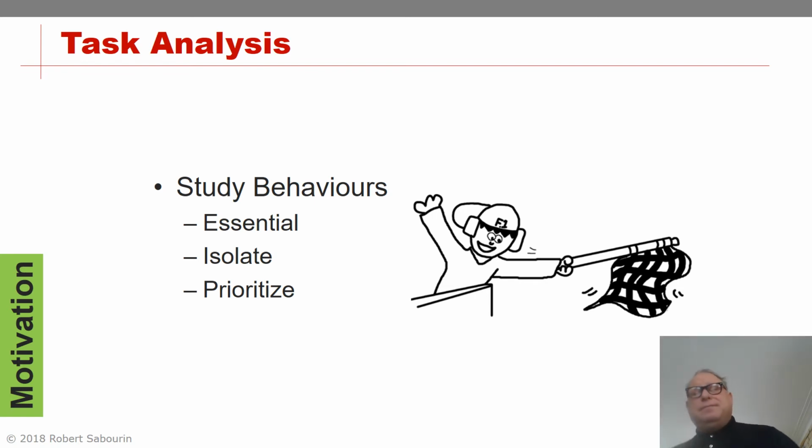We can study behavior and try to identify, are there any essential behaviors? Can we isolate the specific behaviors? Can we prioritize the behaviors? Are there ways people behave that lead to success? Are there ways people behave that lead to failure? Are there ways people behave that have nothing to do with the project that are getting in the way of the project? So we can study behaviors, try to isolate them and prioritize them.